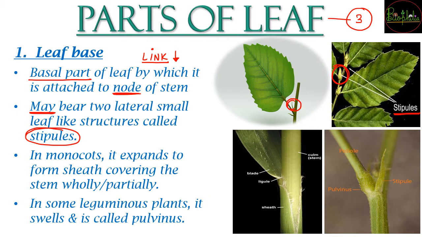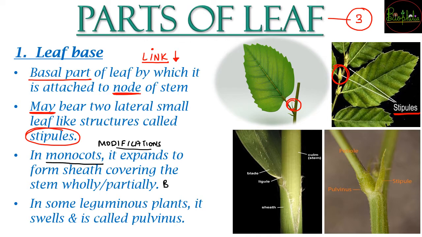So यहाँ पे कुछ modifications हो सकते हैं of leaf base. So here we are going to try to discuss the modifications of leaf bases. So modifications क्या क्या हो सकते हैं? The first one can be that monocots like banana.